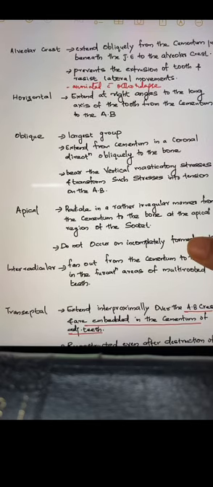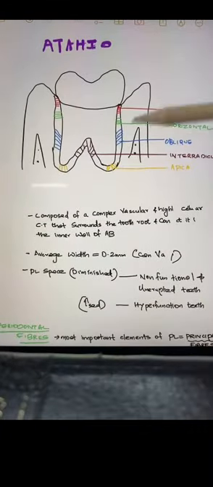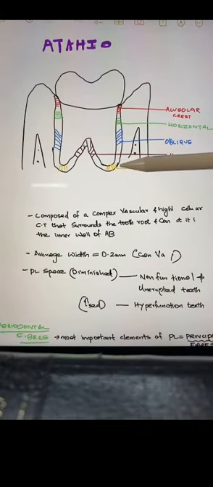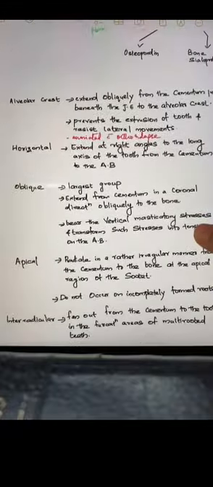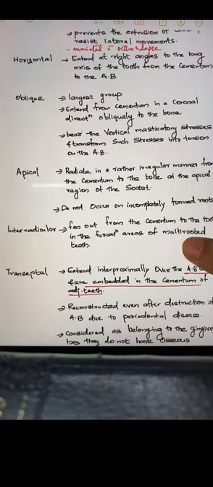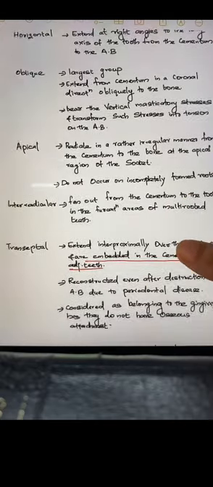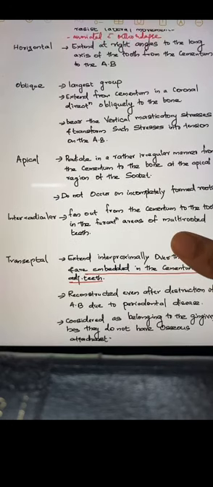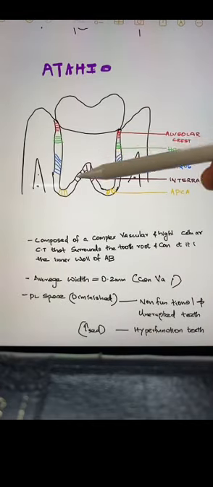Next is the apical. These radiate in a rather irregular manner from the cementum to the bone at the apical region of the socket. This is the apical fibers. They do not occur on incompletely formed roots. Next is the interradicular, which fan out from the cementum to the tooth in the furcation areas of multi-rooted teeth, like this. This is the interradicular periodontal fibers.